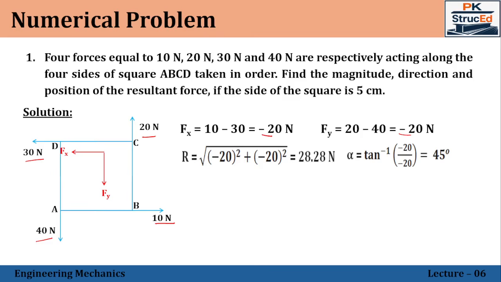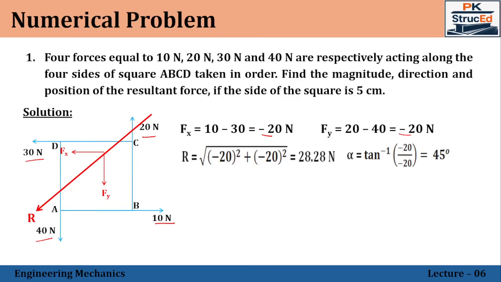So now we know this. I'm assuming the direction of the resultant is going in this way. Since your Fx and Fy are acting like this, obviously your resultant will be acting in the third quadrant. Now we need to find the position of this resultant with respect to any one point, either A or B or C or D.